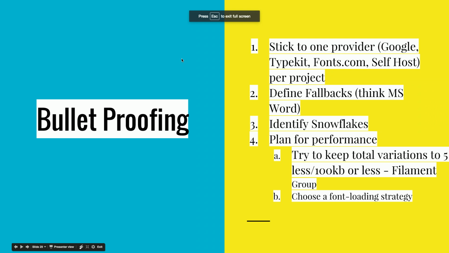Plan for performance. Try to keep total font variations that you're using in FontFace to 5 or less, or 100 kilobytes or less. That recommendation comes from the Filament Group. They won Agency of the Year last year, and they've done amazing work on improving the performance of sites. They did the first responsive redesign of the Boston Globe, which was the first major news outlet to go responsive. They know what they're doing, and this is their recommendation. The other recommendation they make is to choose a font loading strategy.